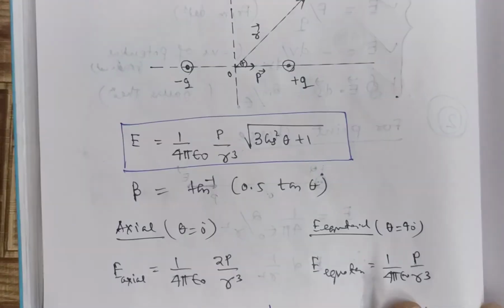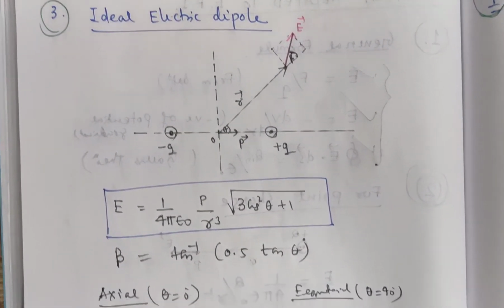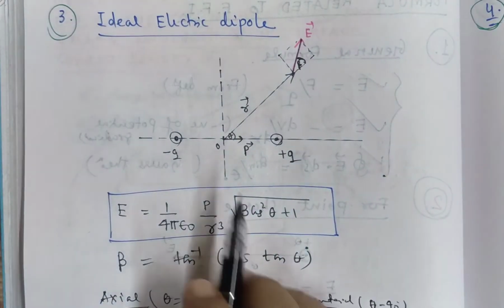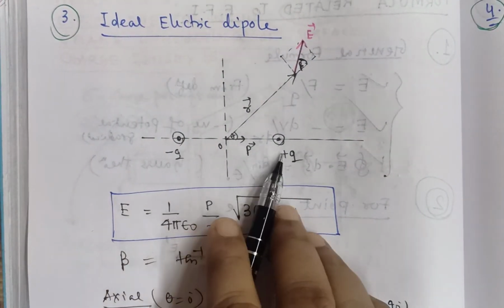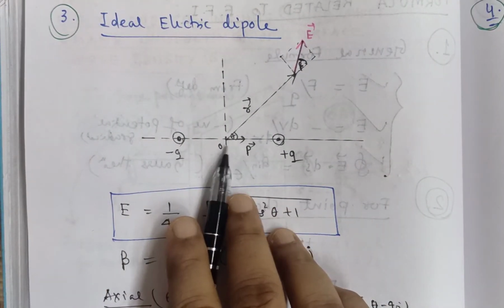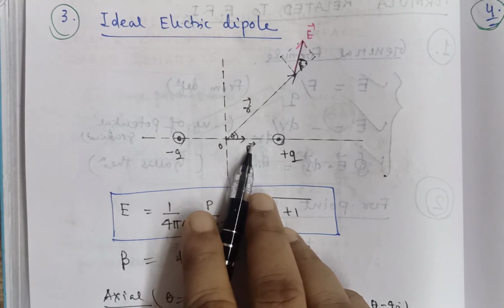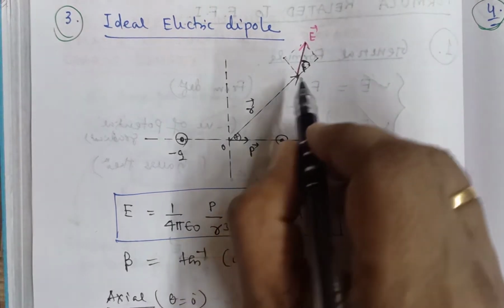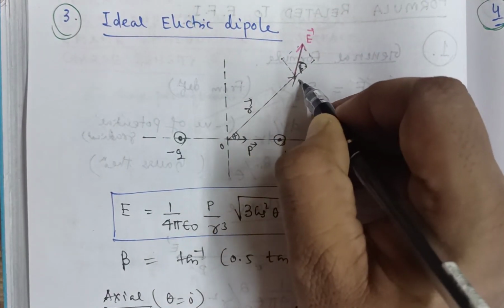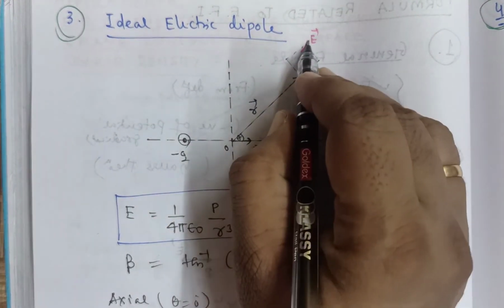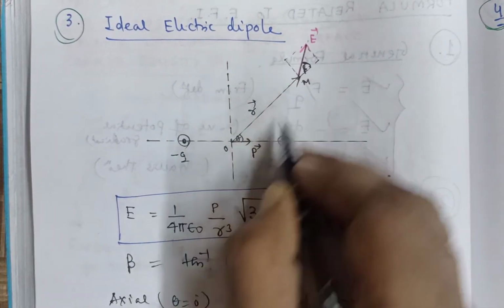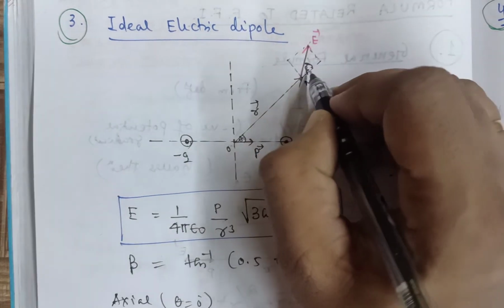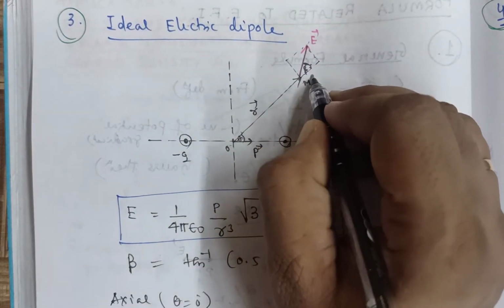Now this is the ideal electric dipole. This is an example of a discrete charge particle system. There are two charges, minus Q and plus Q. This is the center of the dipole. This is the dipole moment starting from negative charge to positive charge along the axis. This is the desired point M, where the electric field intensity is. This is the position vector and this is the dipole moment. The angle is theta, and here the E vector makes an angle beta with the position vector R.